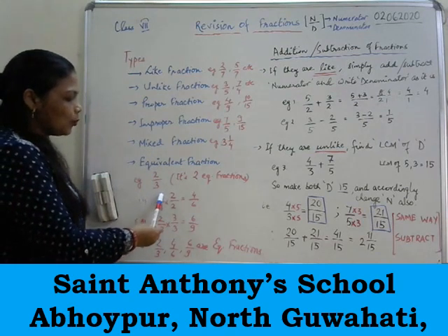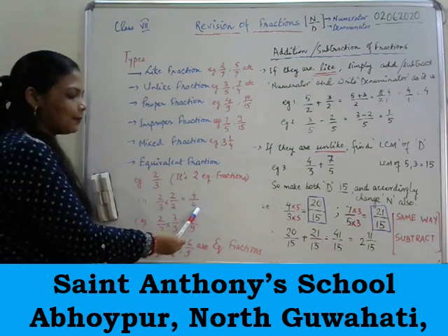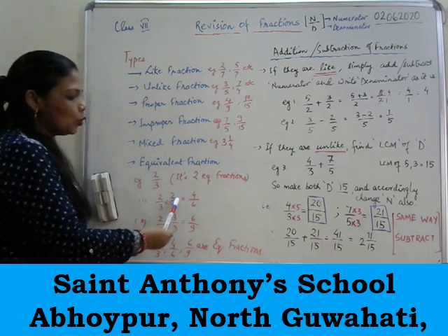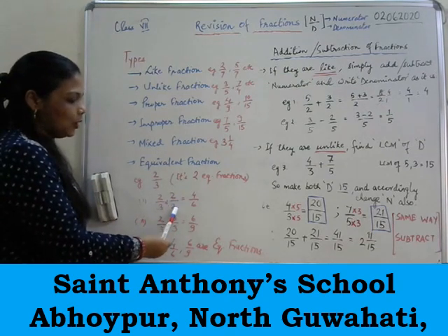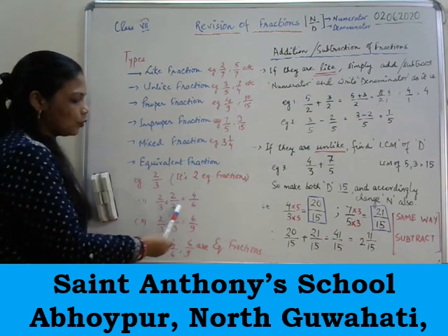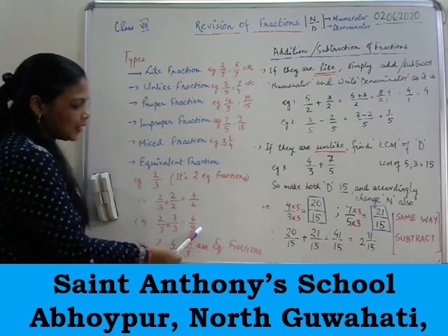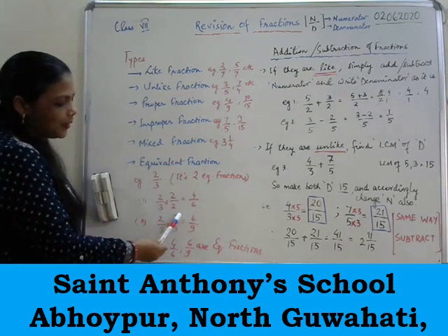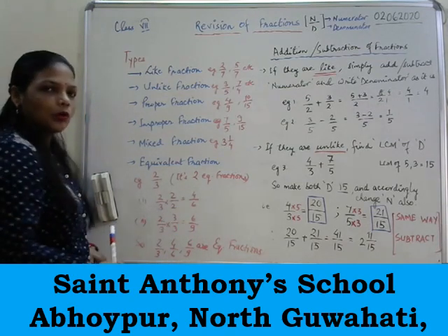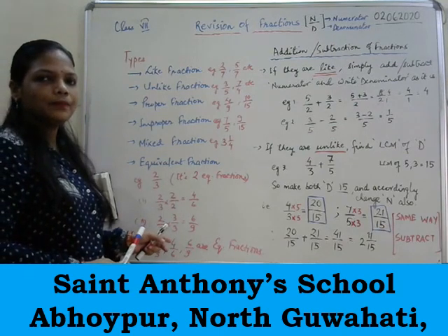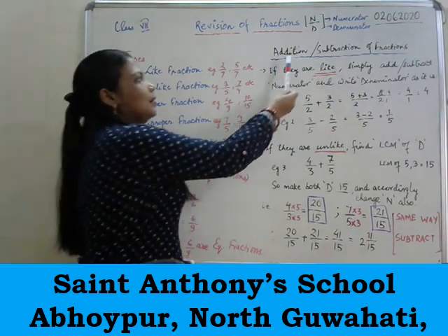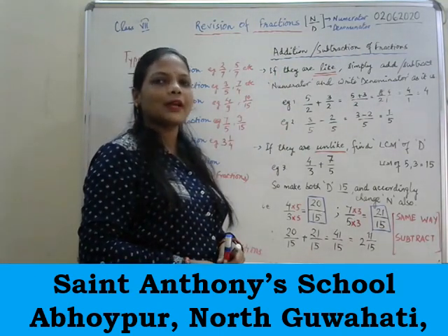Look here, 2 by 3. Its first equivalent can be obtained by multiplying by 2 above and below. So 2 into 2 is 4, 3 into 2 is 6. Same way, its second equivalent can be obtained by multiplying by 3 up and down. I hope this much is clear to you. So let us see the steps of doing addition and subtraction of fractions.